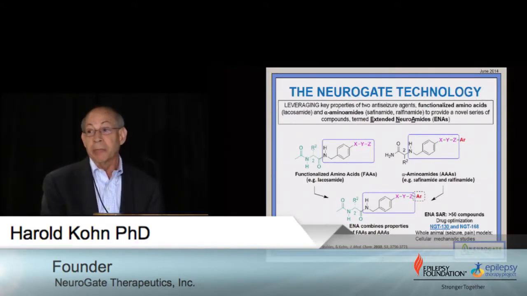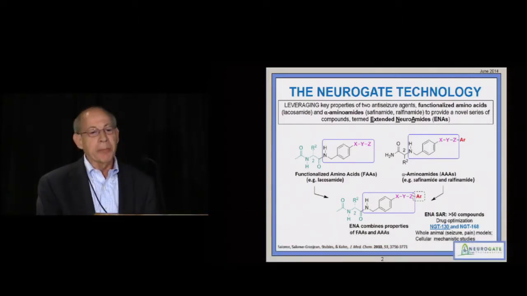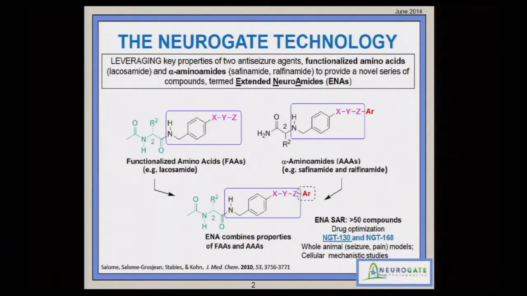I'd like to begin by telling you about the compounds that comprise the NeuroGate technology. We call them extended neuramides, or ENA for short. And the ENAs were devised from 2 classes of neurological agents, functionalized amino acids and alpha aminoamides.